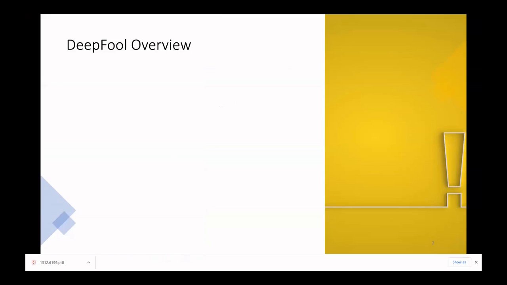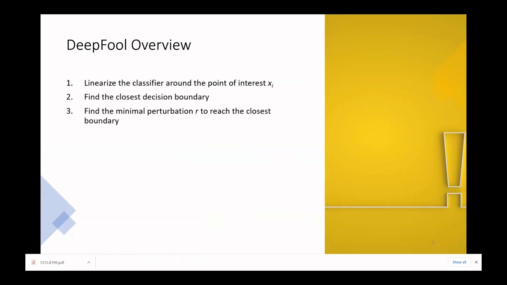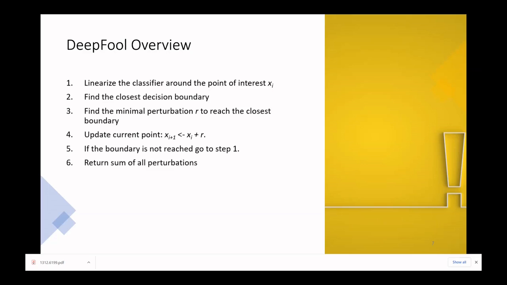Now, I can informally summarize the entire DeepFool algorithm in 6 steps. The first step, we linearize the classifier around the point of interest. Then we find the closest decision boundary. Next, we compute the minimal perturbation to this closest boundary. Then we update our current point. Next, we go back to step 1 if we haven't already reached the boundary. And finally, we return the sum of all perturbations found in step 3.